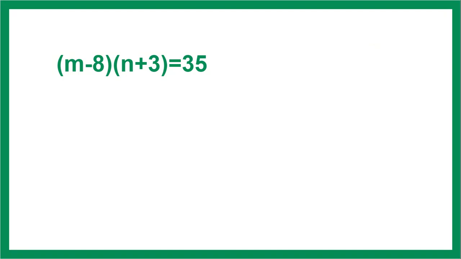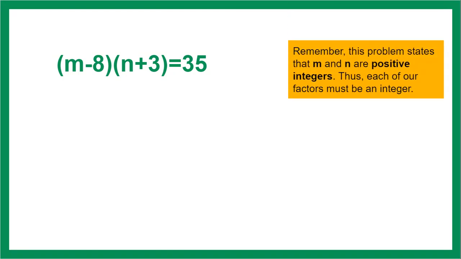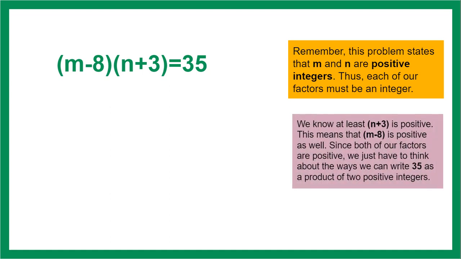So now that we have this equation, we remember that m and n are positive integers. So each of our factors is also going to be an integer. This means that m minus 8 is an integer and n plus 3 is an integer. We know that n plus 3 is always going to be positive since n is positive. So m minus 8 also has to be positive since they multiply to a positive 35.